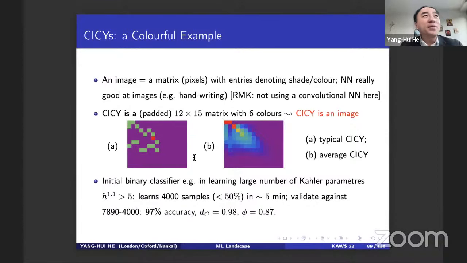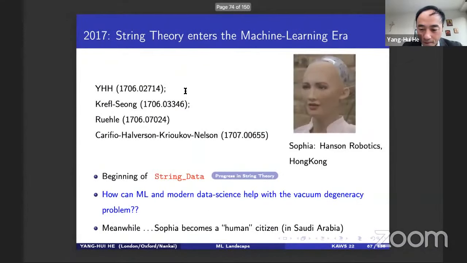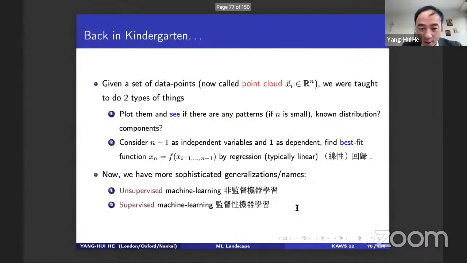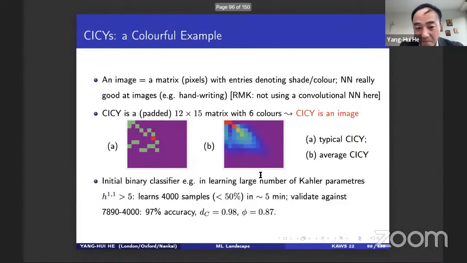Because Mathematica had this wonderful command called ArrayPlot. It plots arrays for you. So this is the array plot for a CICY. When I plotted something like this, it started reminding me of this problem. Here is the number 3, and I want some kind of machine learning algorithm to recognize that 3 is 3. So how different is this from recognizing this image to be some typical Hodge number?